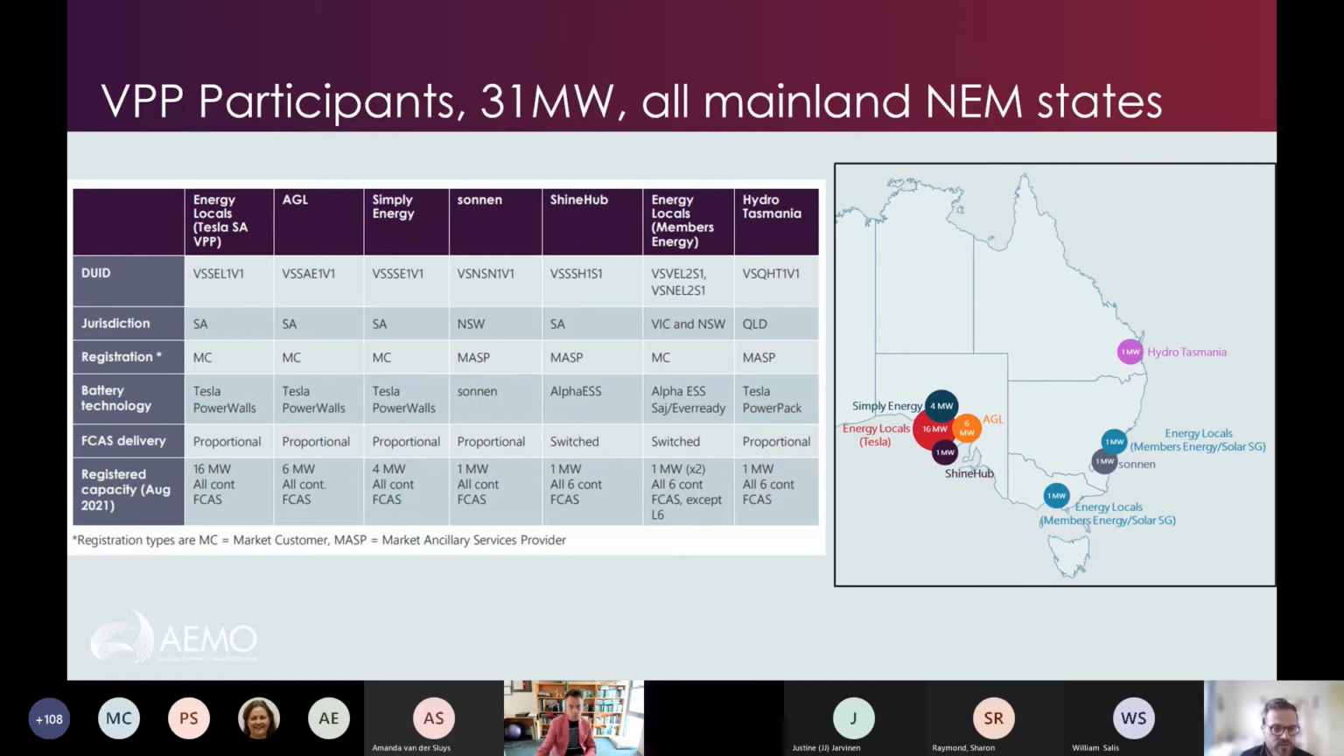And we had diversity across all contingency FCAS markets as well. So we ended up with a really strong group of participants involved in the project. And although we didn't have as much technology diversity as we would have liked, we still did have some good diversity, which was great.